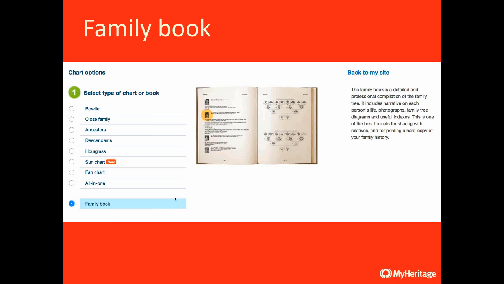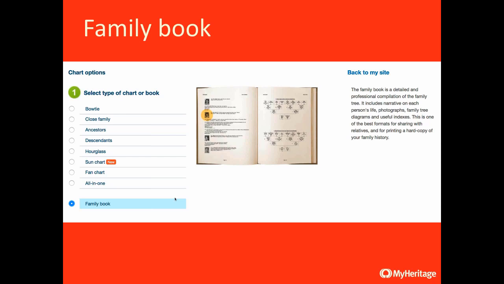Okay, so we finished with charts, and now let's move on to what we call a family book, which is a report, really, not a chart, that we provide on our site on MyHeritage. So let's go to the last option here, family book. The family book is a detailed and professional compilation of the family tree. It includes many different sections, narratives about each person in the tree or in the part of the tree that you're looking at, with photographs and indexes and a lot of information. It's a great way to kind of capture your research and present it to others as well.